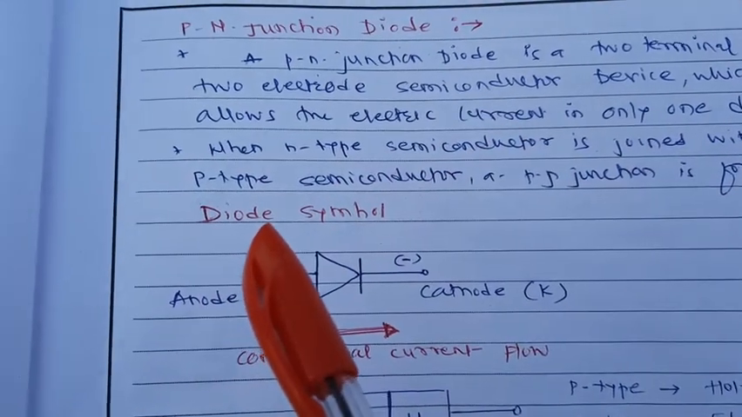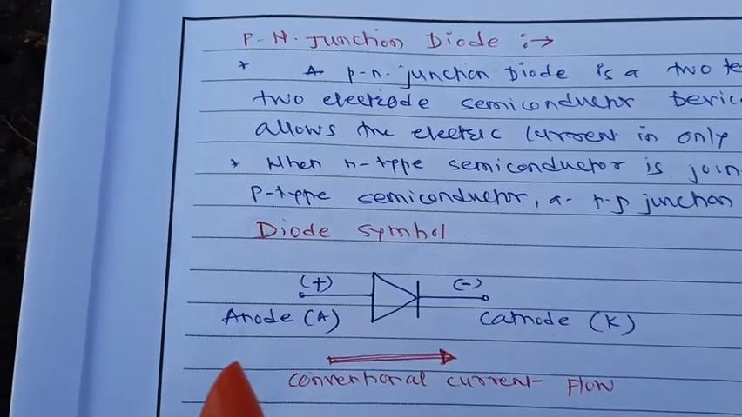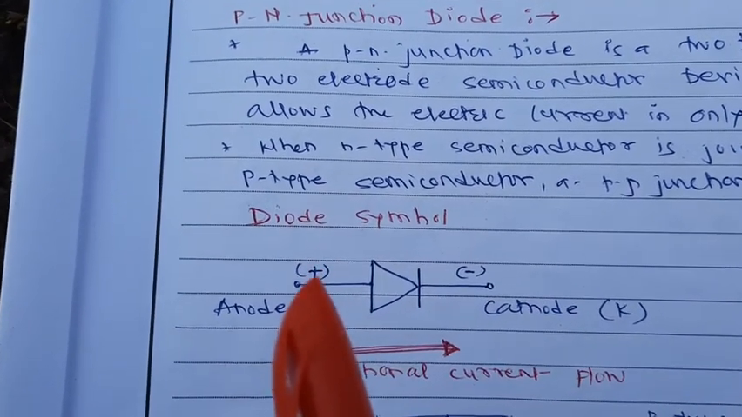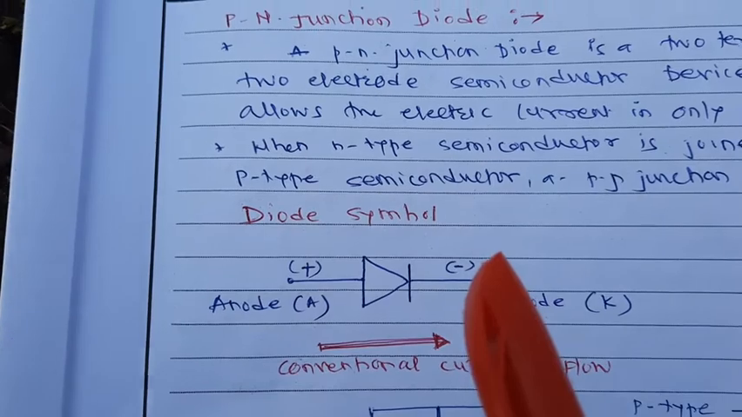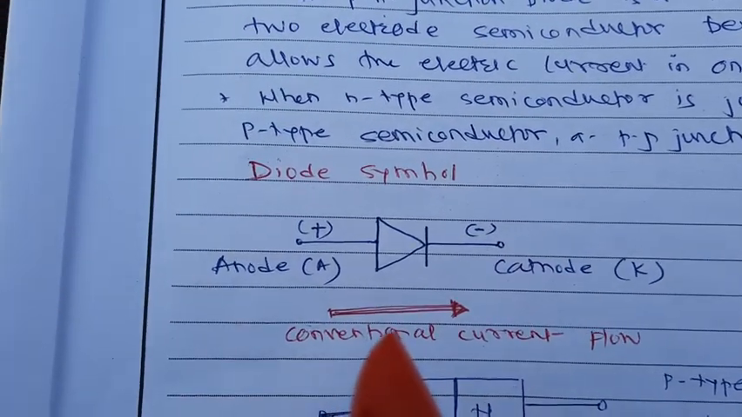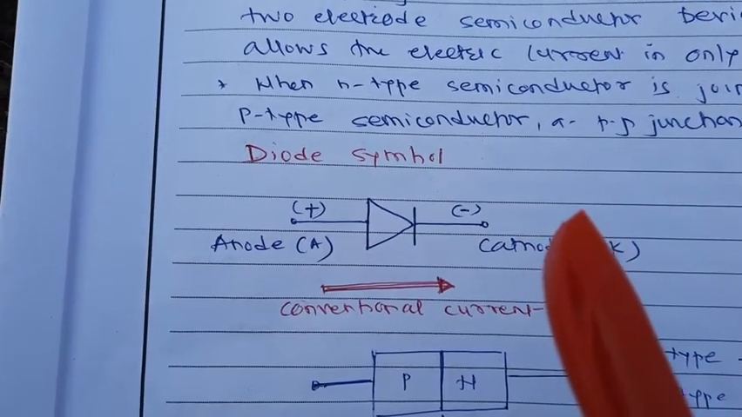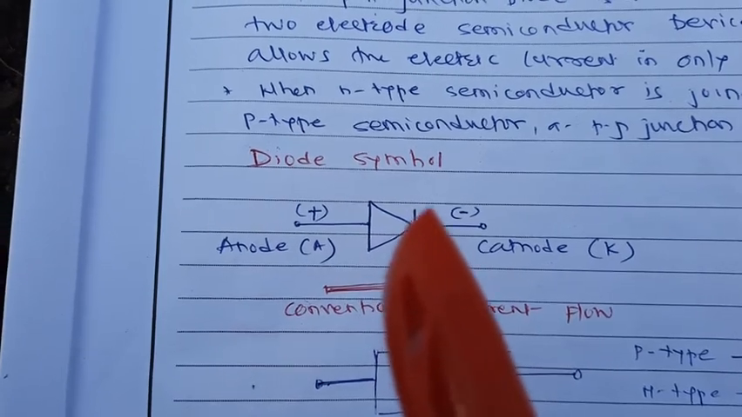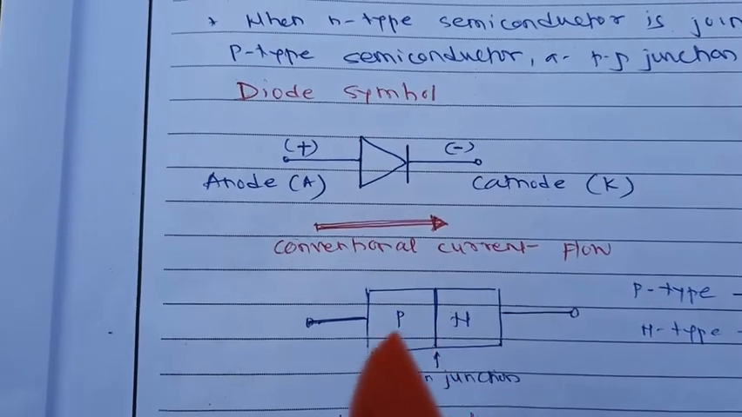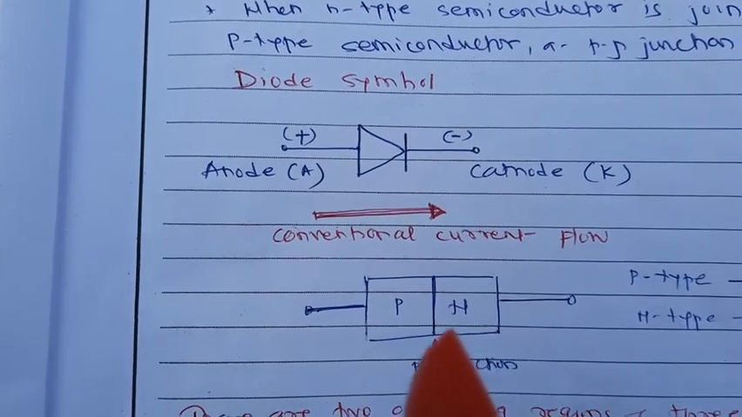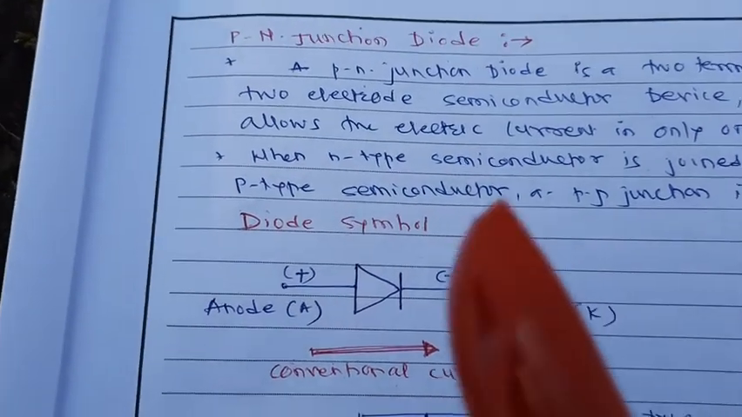Here it is showing the diode symbol. It has two electrodes. One is the anode, which has a positive charge. The other is the cathode, which has a negative charge. And here I am showing the conventional current flow, which is from positive to negative. It means this diode allows the current to flow from positive to negative. The p-type semiconductor is joined with the n-type semiconductor, and hence a PN junction is formed, and hence the name PN junction diode.